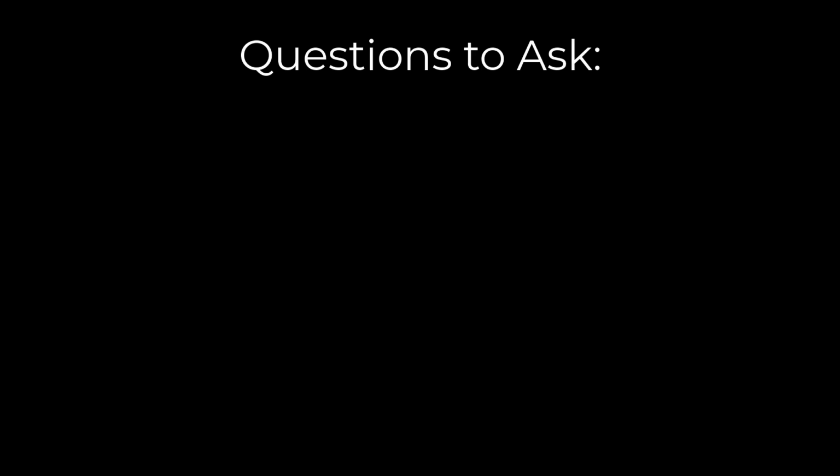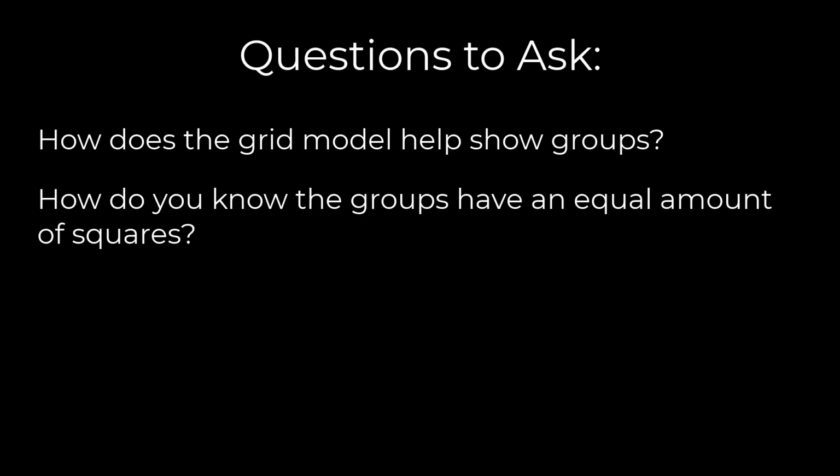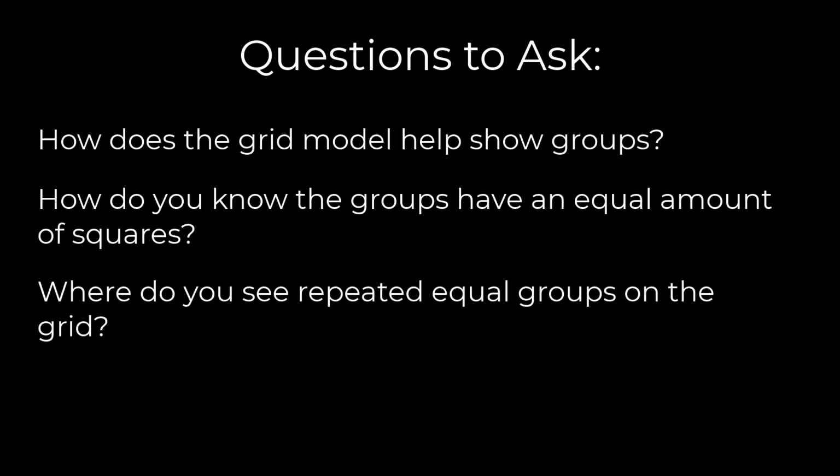After students have had 10 or 15 minutes to do some work on their own, and you're all the while listening to what they're doing and what they're saying and how their models work, you can ask some questions. How does a grid model help you show the groups? How do you know the groups have an equal number of squares? Where are the groups when you look at a grid? Where do you see repeated equal groups on a grid?